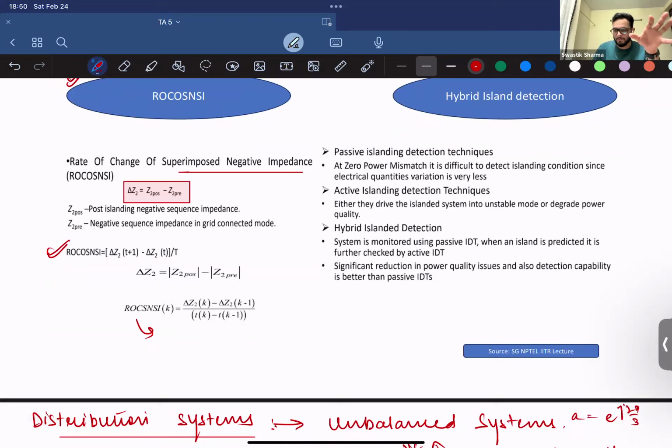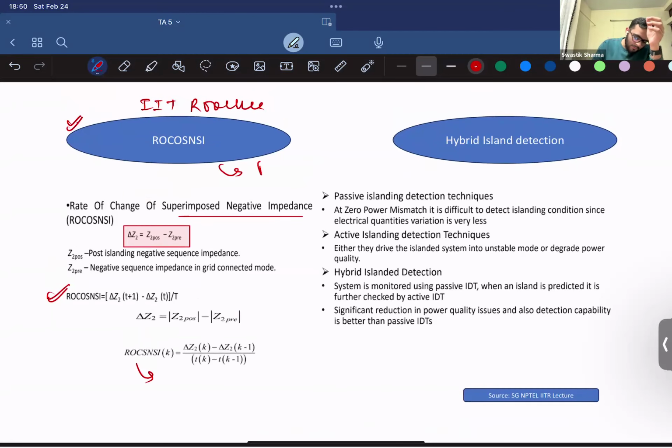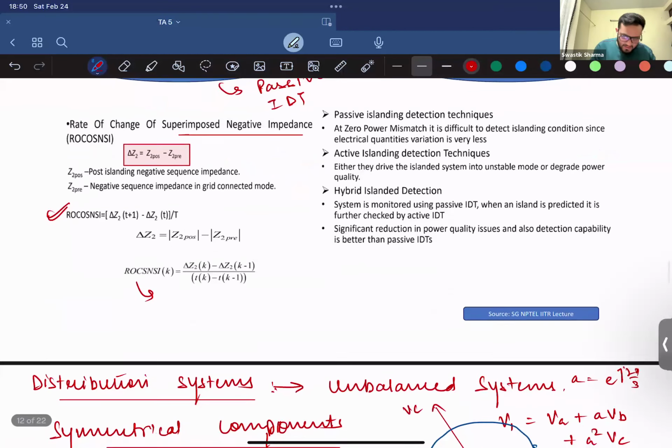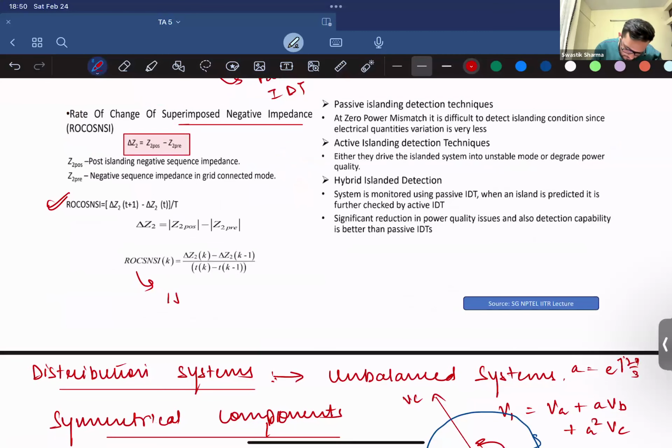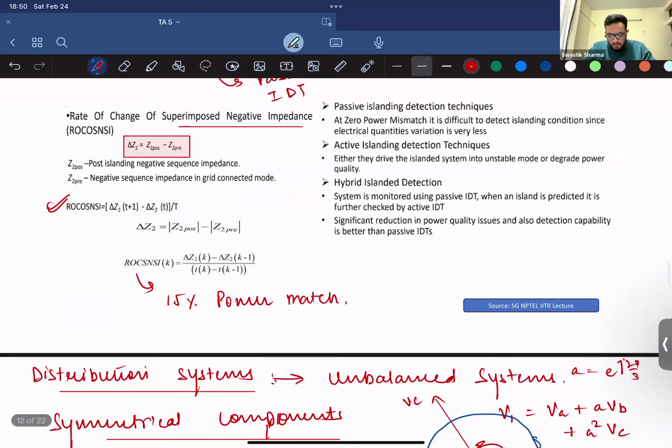You can check ma'am's slides. She has 3 or 4 case studies which showed that it was working much better than ROCOF or ROCPA. But this is still a passive islanding detection technique, right? But it does not have the drawback of the 15% power mismatch. It can detect under 15% as well, right?